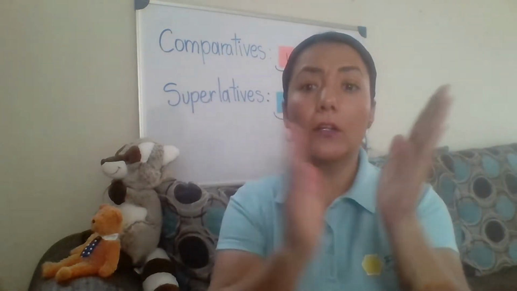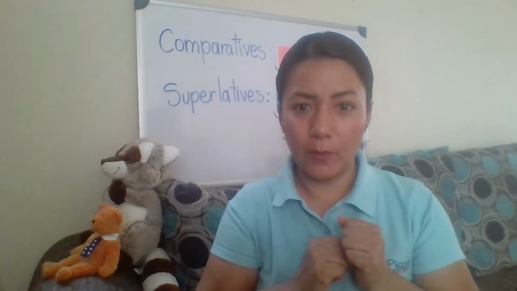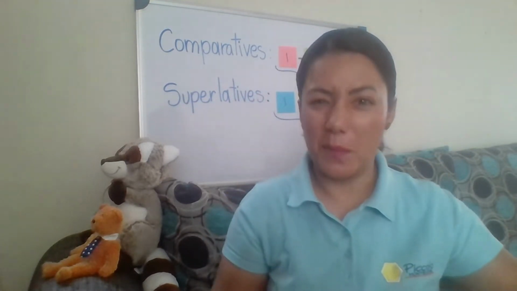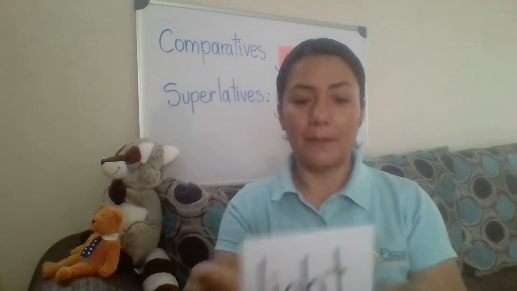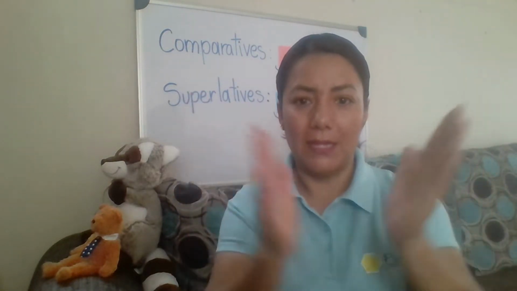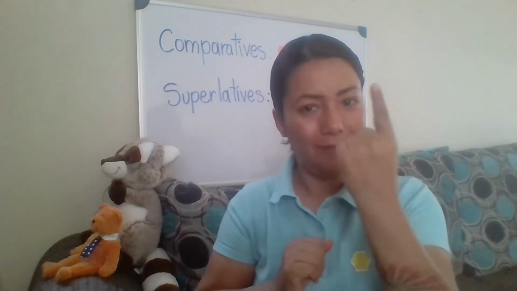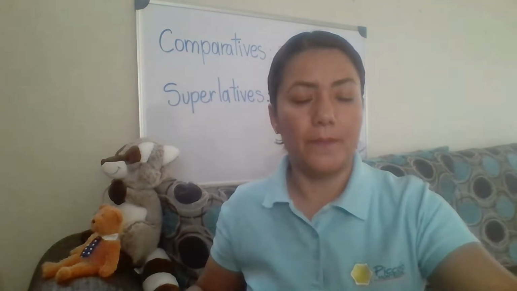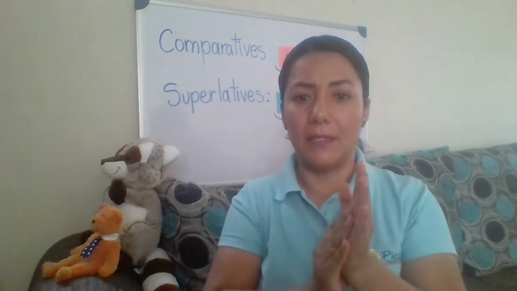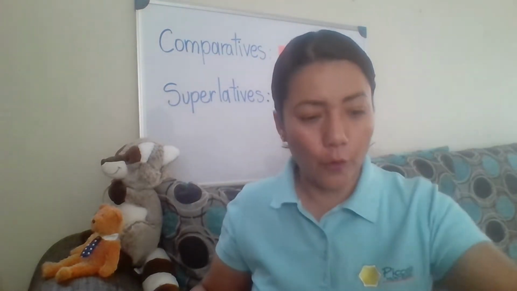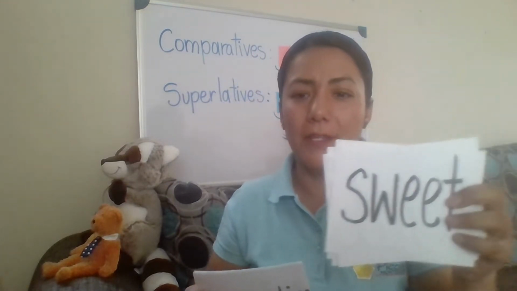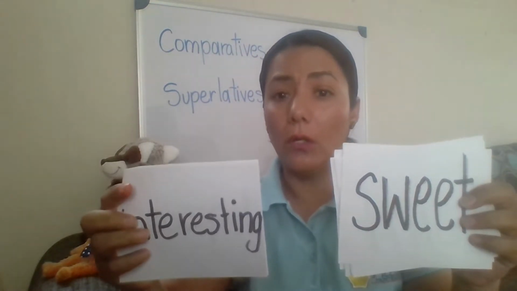Creative. How many syllables? Three syllables. Light. How many syllables? Just one syllable. And the next one, intelligent. How many syllables? Four. So, now we know adjectives are short or long.